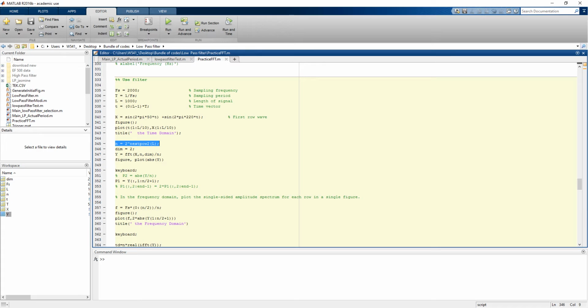So this will give us 1024 points, and we want to do row-wise data. See here, this is the FFT. We are doing the time domain signal, and then the total number of points we want to do up to 1024, and then the dimension is 2.